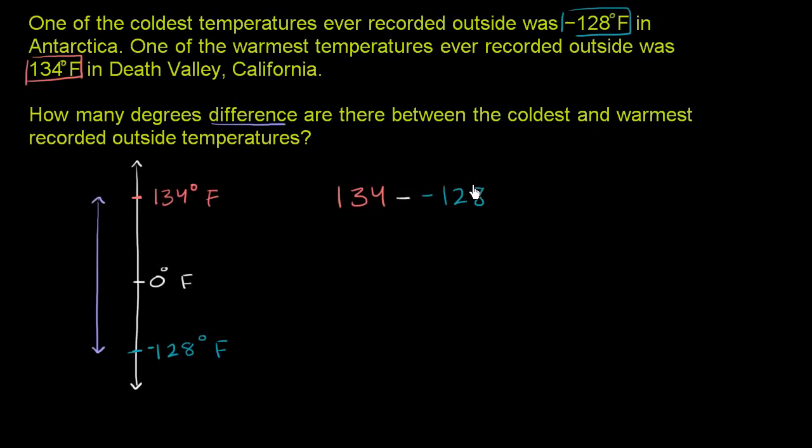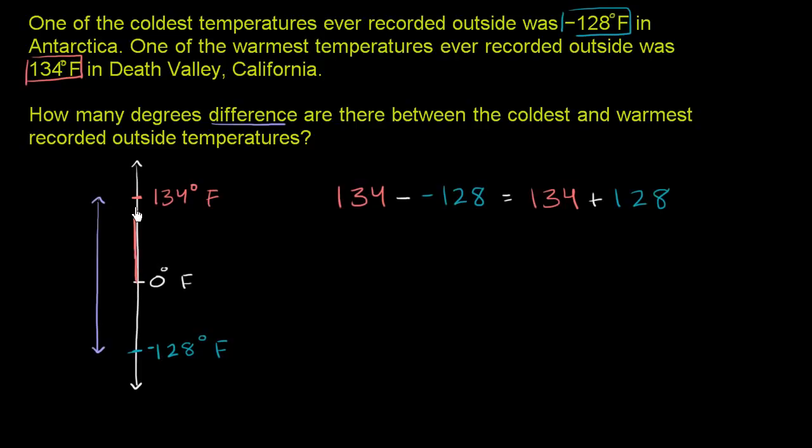This is going to be equal to 134 plus positive 128 degrees. And what's the intuition behind that? Why does this happen? Well, look at this right over here. We're trying to figure out this distance. This distance is 134 minus negative 128. And if you look at that, it's going to be the absolute value of 134.